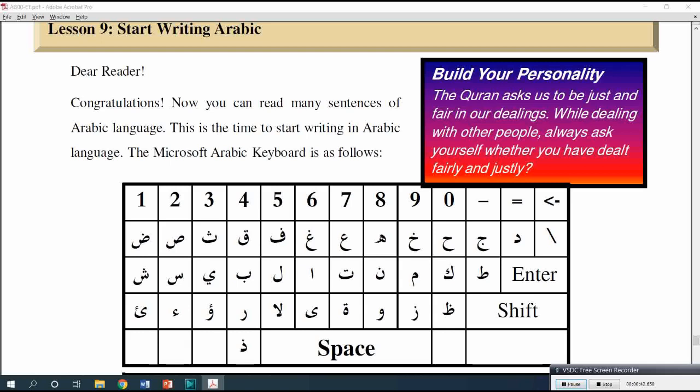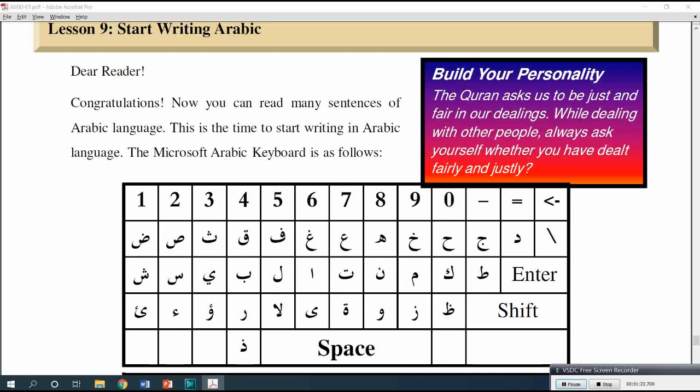Now we start the topic of writing Arabic. Congratulations, now you can read many sentences of the Arabic language. This is the time to start writing in the Arabic language. The Microsoft Arabic keyboard is as follows. So please search in Google for Microsoft Arabic keyboard and you will find it, then install it in your Windows. And right now, even on mobile you can do it.